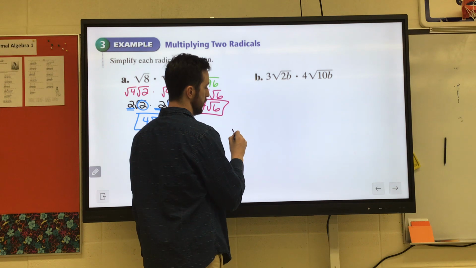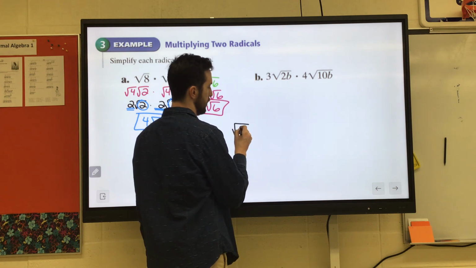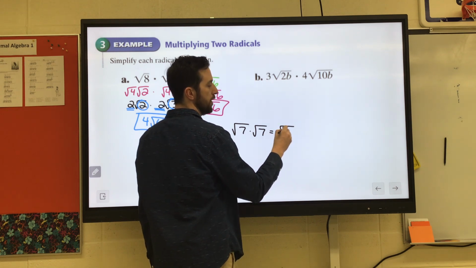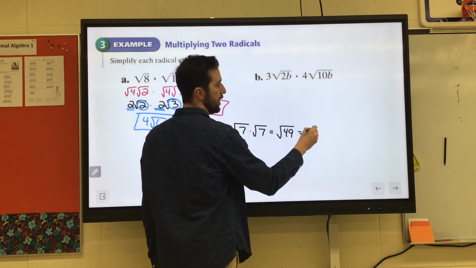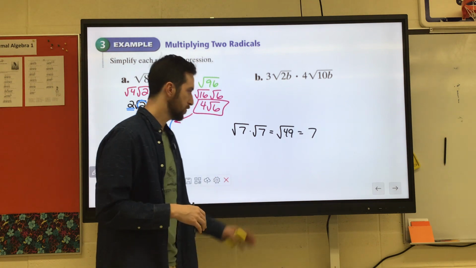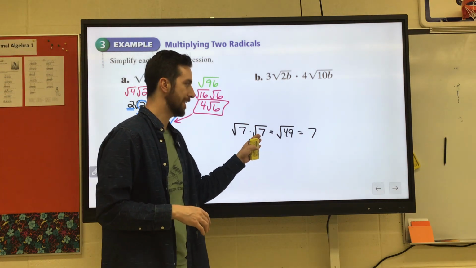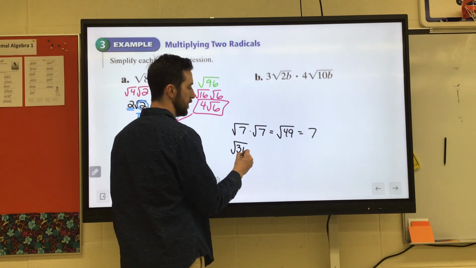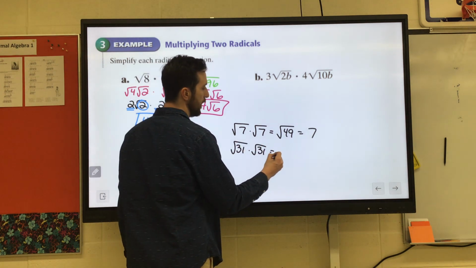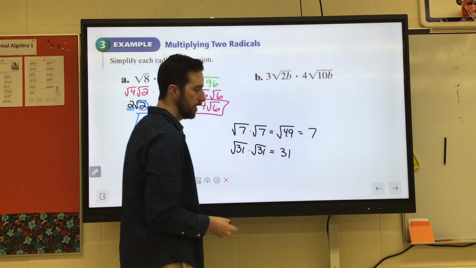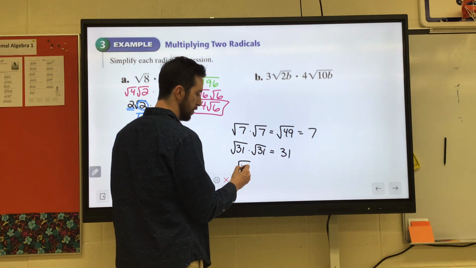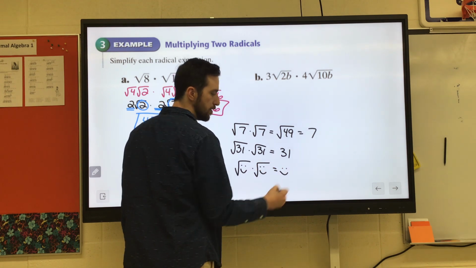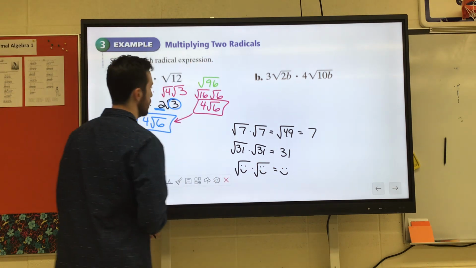Here's a nice little shortcut I've learned over the years. If you have the square root of, let's say, 7 times the square root of 7, that would be the square root of 49, and the square root of 49 is 7. So if you have a square root of 7 times the square root of 7, it ends up being regular 7. If you have the square root of 31 times the square root of 31, it ends up being 31. If you have the square root of smiley face times the square root of smiley face, it's going to come out to smiley face.